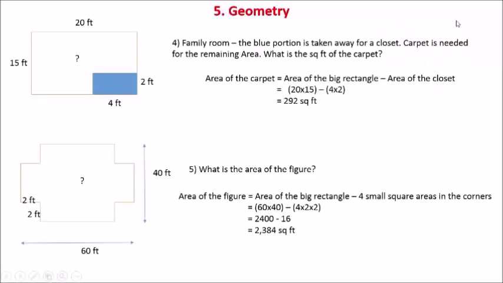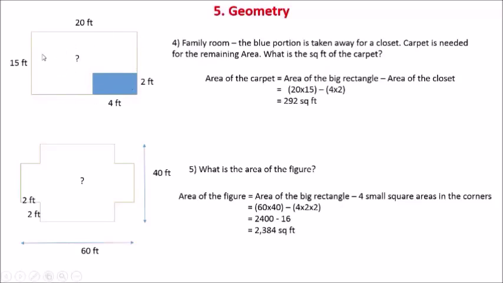So then let's do a couple more problems. Let's say that we've got a family room here, and this blue portion is taken away for a closet, and the carpet is needed for the rest of the area. So what is the square feet of the carpet, this area?